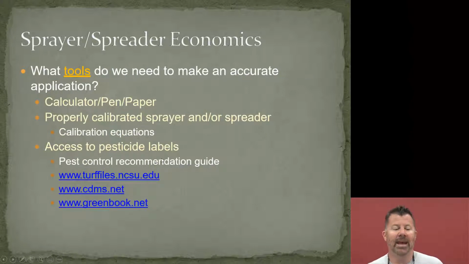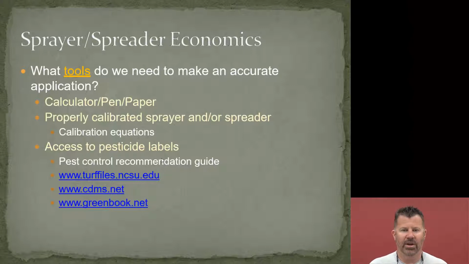What tools do we need to make an accurate application? Well, we need pen, calculator, pencil. Write this stuff down, do your measurements, know how many square feet's in an acre, the 43,560, and you need to be able to use a tape measure or measuring wheel and divide your lawns into areas to get the exact square footage. We need our properly calibrated sprayers and spreaders. You know how to do that.